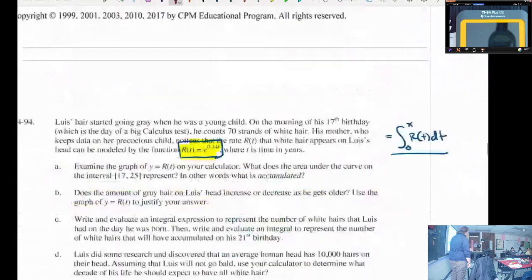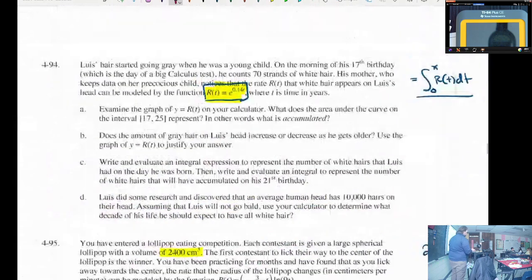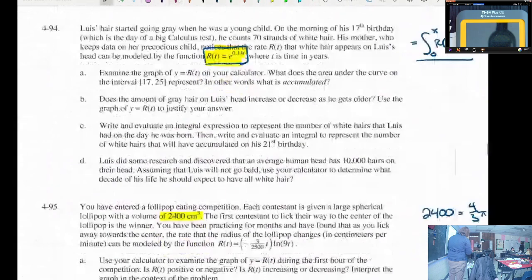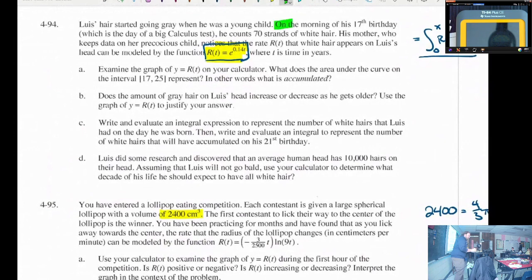Let's talk about the hair problem. Luis's hair started going gray when he was a young child. On his 17th birthday, he counts 70 strands of white hair. So that's probably the closest thing you get to an initial condition here, is that when he's 17, he has 70 strands of hair.